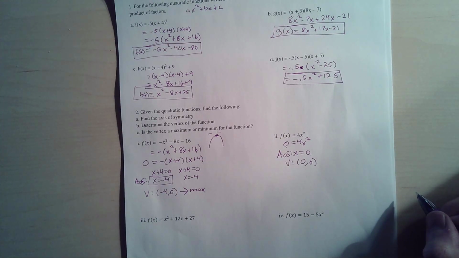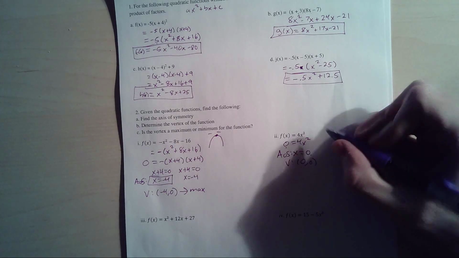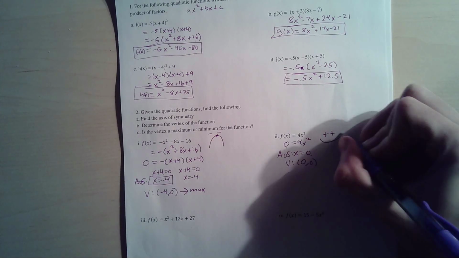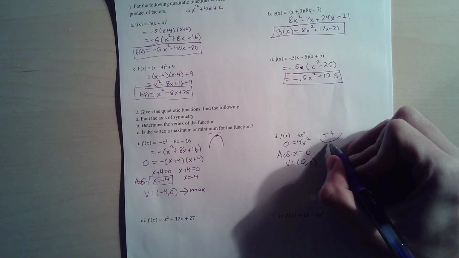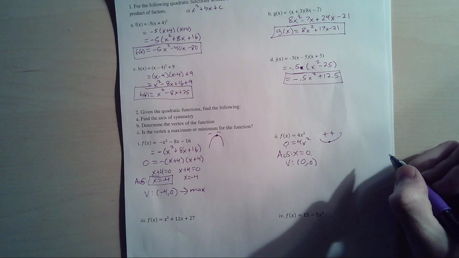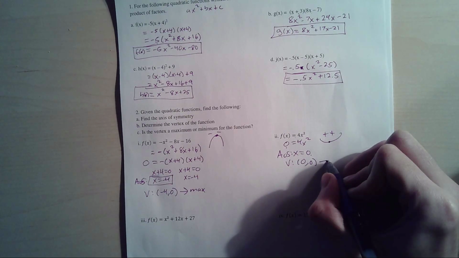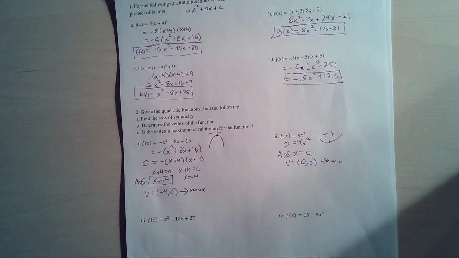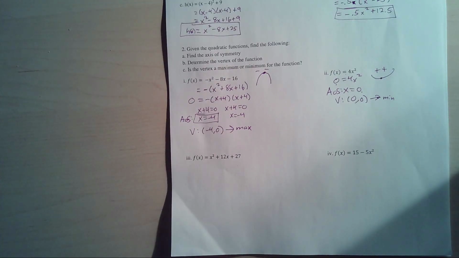Is this a maximum or a minimum? Well, again, this is going to be a happy face parabola because there's a positive in front, and therefore a minimum. Doing the same stuff over and over.